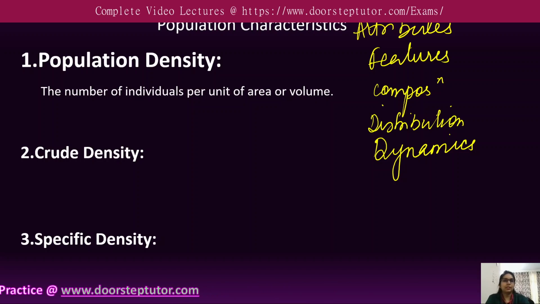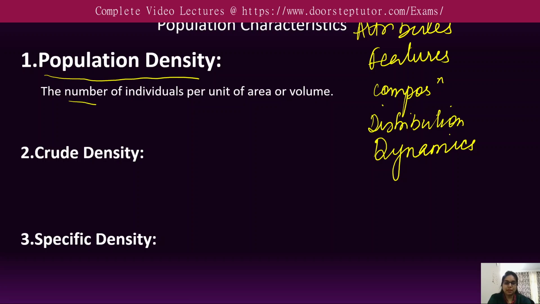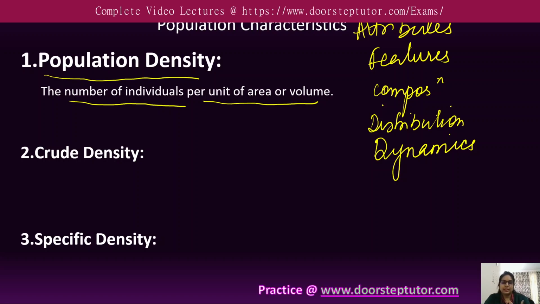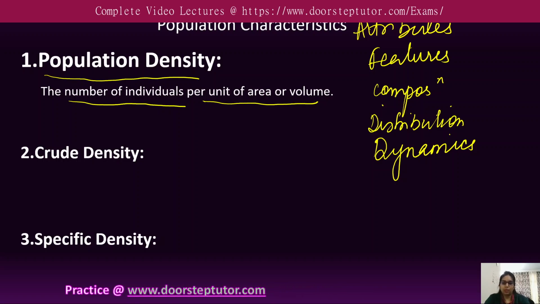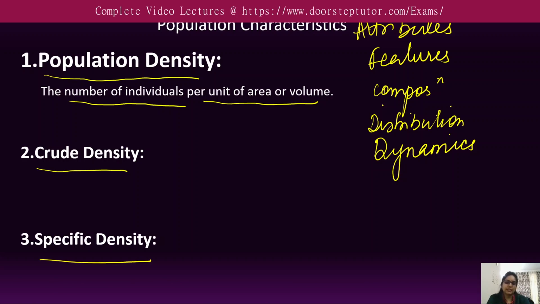So let's see what the different characteristics are. First is the population density. Population density means the number of individuals per unit of area or volume. It describes how crowded or dispersed a population is within its habitat. Population density is of two types: the crude density and the specific density.